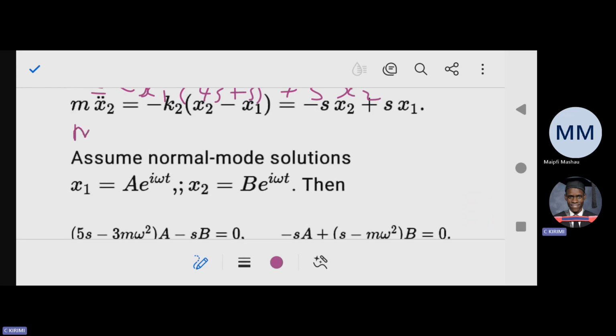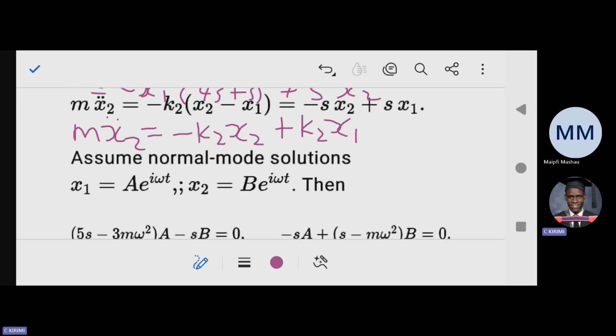Mass times acceleration for the second block, which is x2 double dot, is equal to negative K2 x2, which means we are referring to the second spring constant using the second displacement, plus K2 multiplied by the displacement of x1, which is pulling upwards. The movement, it moved up. It also moved upwards. By how many? What was the displacement of x1? Then from there, you do like what we did on top.